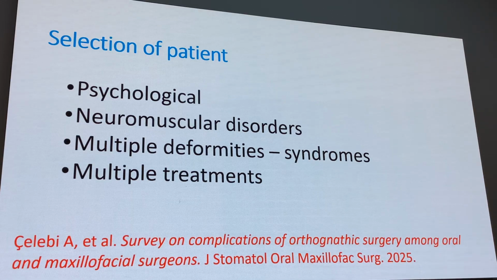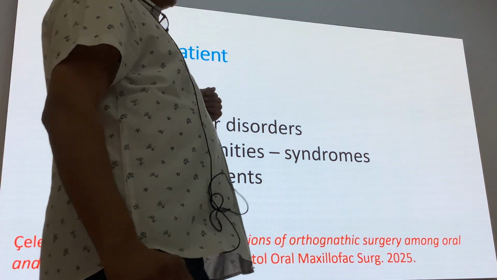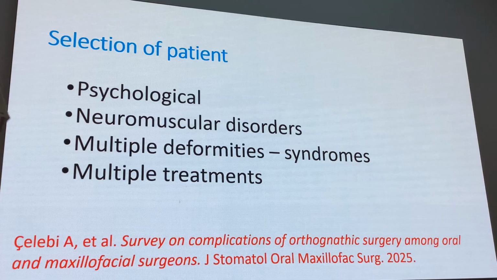So the first point is psychological. Somebody mentioned briefly about the psychological aspect of the patient. I can talk for 2 hours on just the psychological aspects, because your literature gives you enough and more publications on psychological assessment of an orthodontic patient. Second, neuromuscular disorders, because your surgeries can get messy if the patient has a pre-existing neuromuscular disorder.